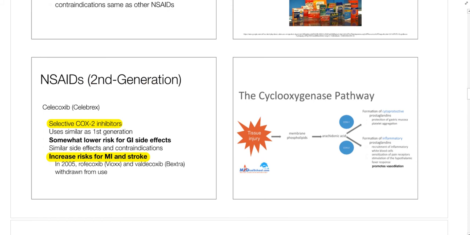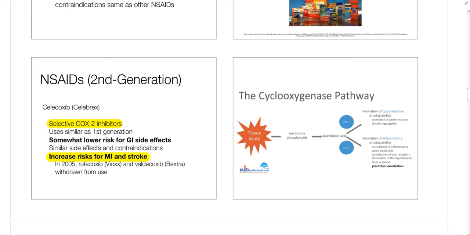Now moving on to second generation NSAIDs. This is going to be celecoxib or Celebrex. These are selective for only COX-2. They don't affect COX-1. The uses are going to be the same as the other ones that we've covered. They have a somewhat lower risk for GI side effects. They were marketed as being something where you don't have to worry about GI side effects. That's not true. They do still have some, it's just somewhat lower.